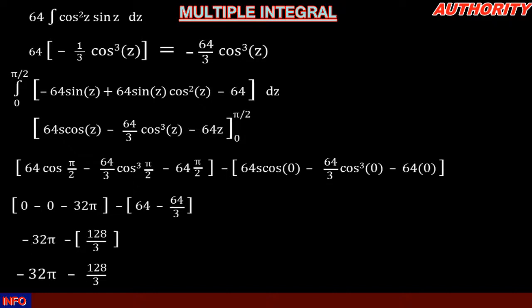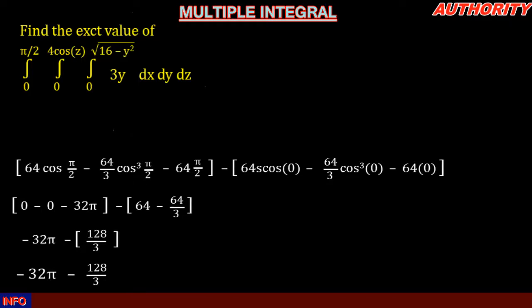So the exact value of the triple integral from 0 to pi all over 2, 0 to 4 cos z, 0 to square root of 16 minus y squared of 3y dx dy dz is giving us minus 32 pi minus 128 all over 3. All right? Yes.